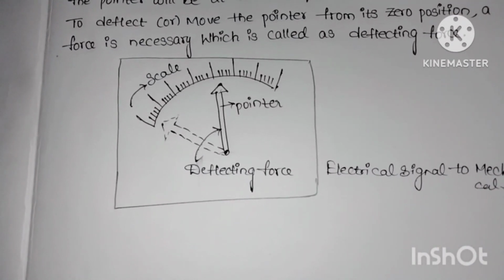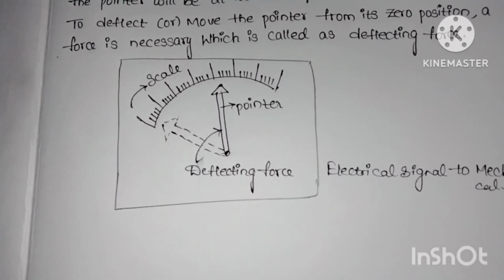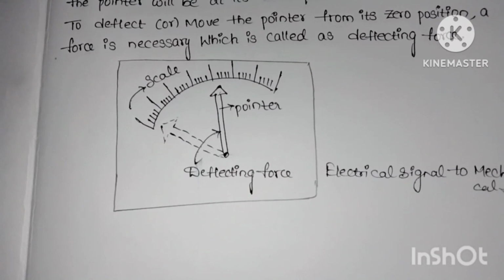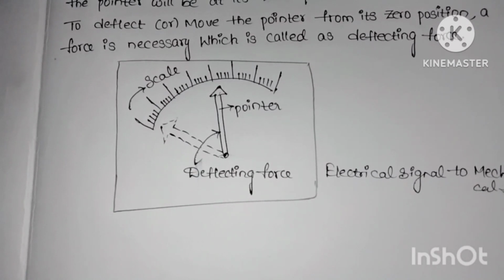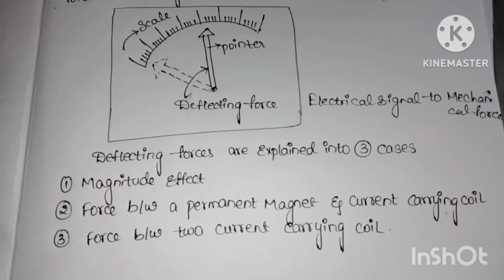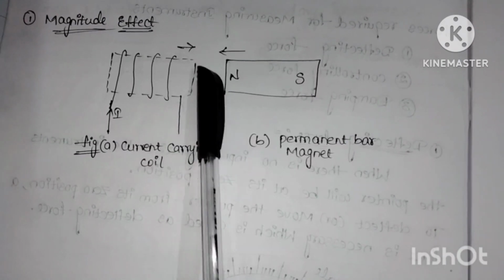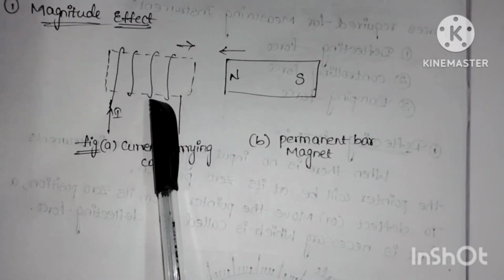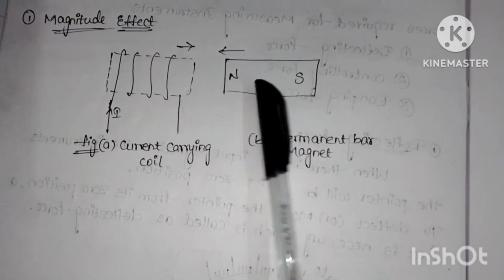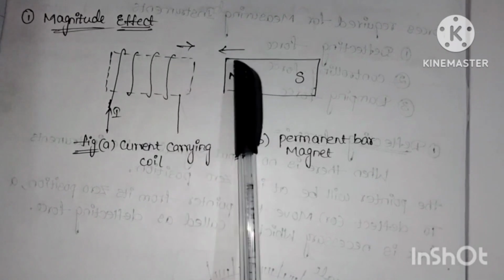Then deflecting force is explained in three cases. One is magnitude effect, second is force between permanent magnet and current carrying coil, and third is force between two current carrying coils. Let us discuss what is magnitude effect. Here we are considering only a current carrying coil. Whenever a current flows through this coil, an imaginary bar magnet will be produced. Then, depending upon the current direction, poles are generated.